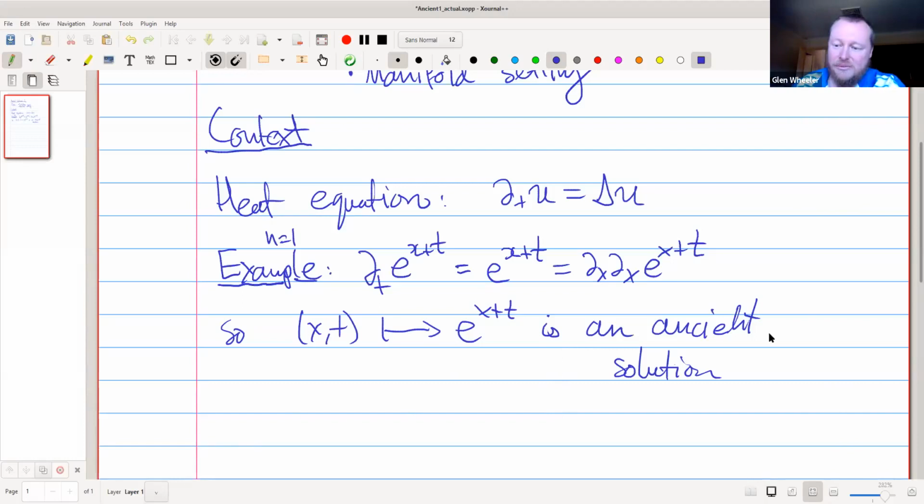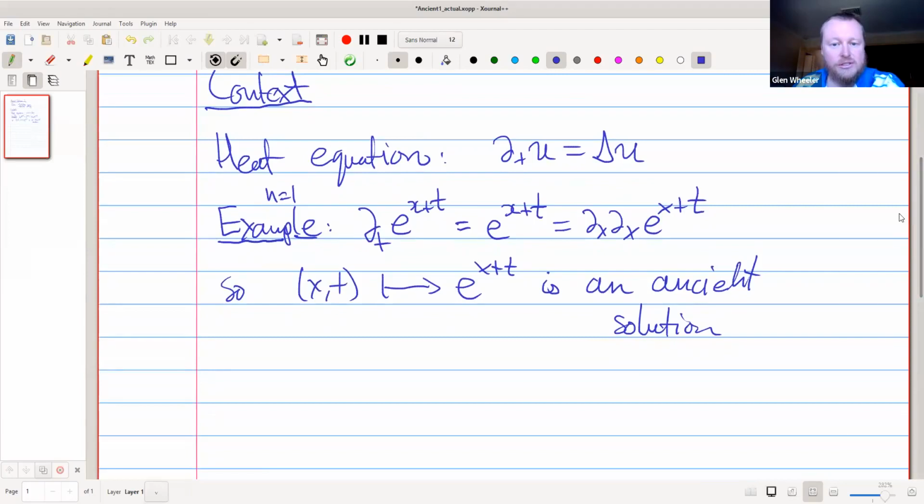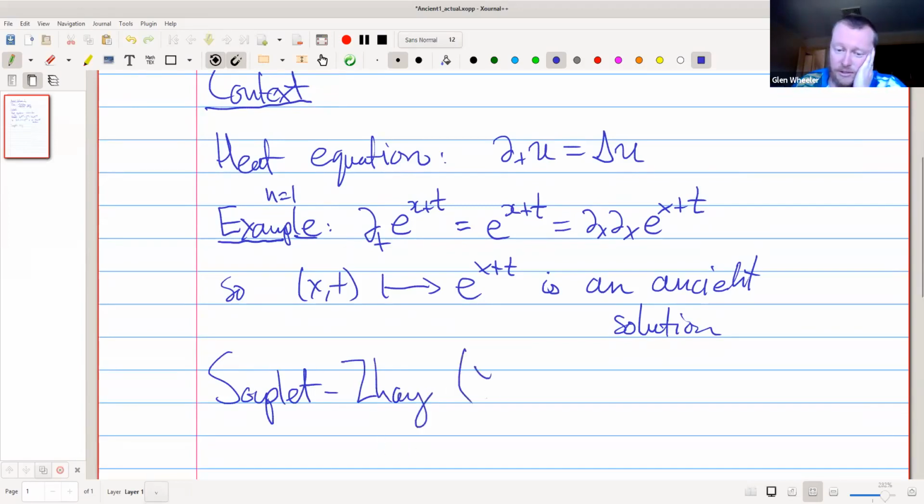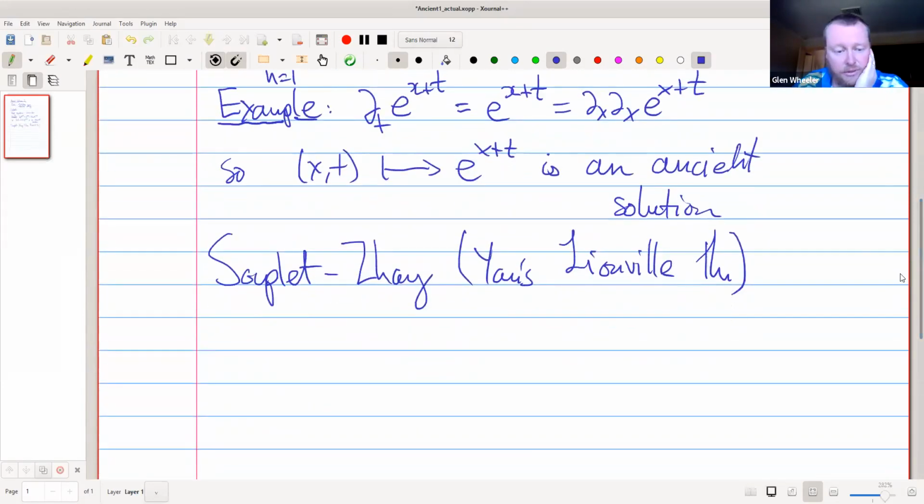Now we might ask ourselves questions about how many ancient solutions there can be of the heat equation, and what properties they could have. Many people have asked themselves this question, and I just want to mention one thing, which is Lin and Zhang's Yau's Liouville theorem. And what does it say? I'm not going to give a full statement, but I'll give a short summary.